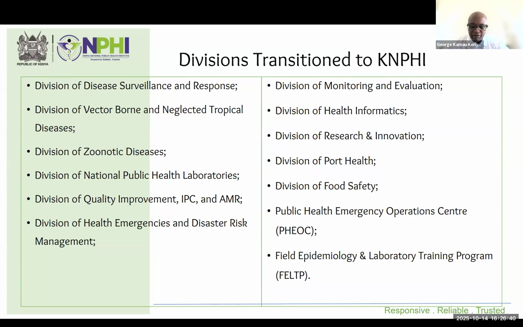All right, so these are the 13 divisions that were able to transit to KNPHI. So basically, I won't go through, but I'm sure we'll share the slides and we'll have a look at every division that was able. There are 13 divisions in number that have been transitioned to KNPHI for coordination of different public health emergencies. Next slide.